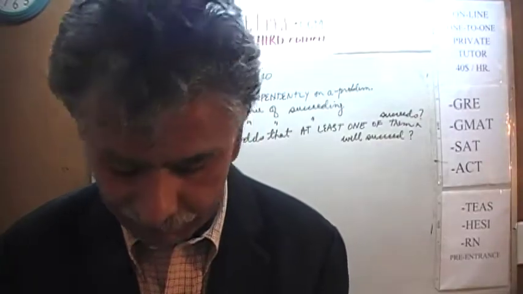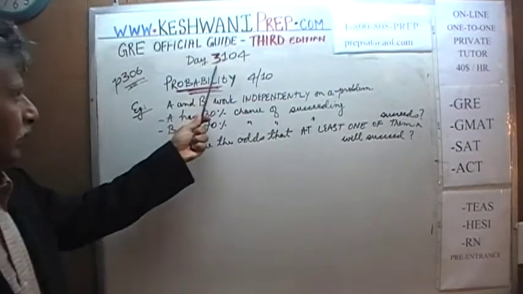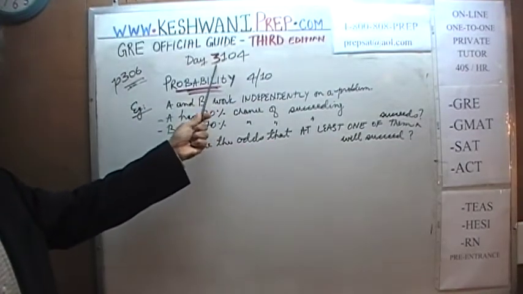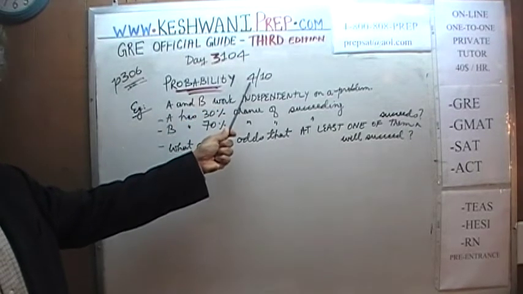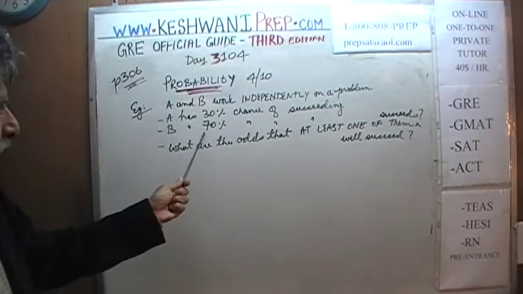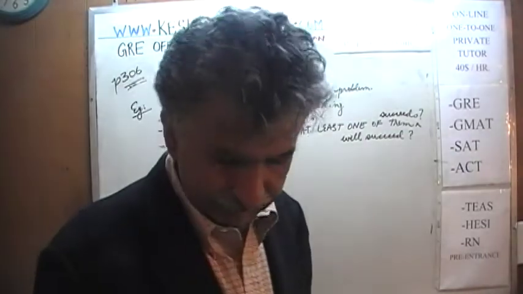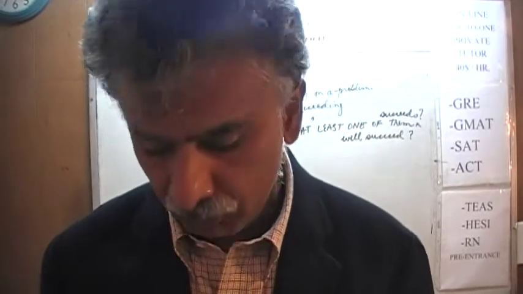Today is our lesson number 104. Day 3104, the 3 signifying that we are in the third edition, day 104. Today we'll have our fourth lesson in a series of 10 on the topic of probability. The problem that we see on the blackboard is not in the book. Don't try to look for it, you won't find it.